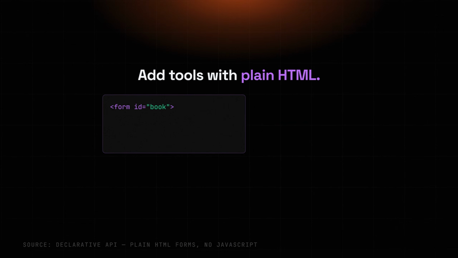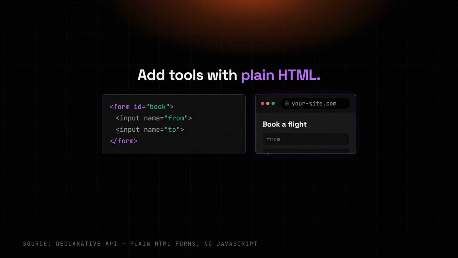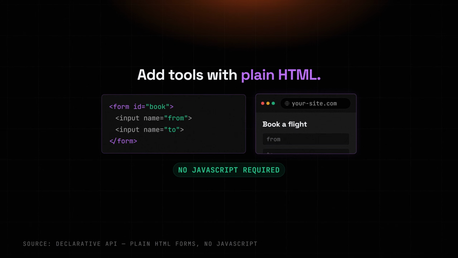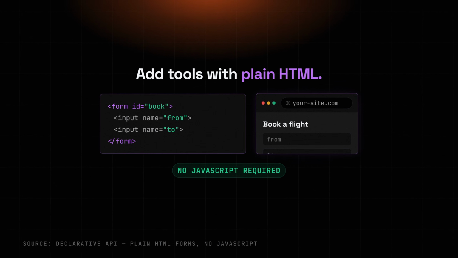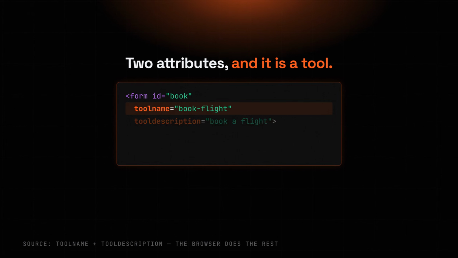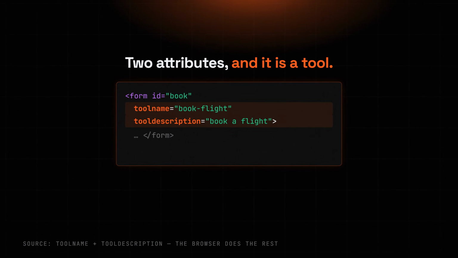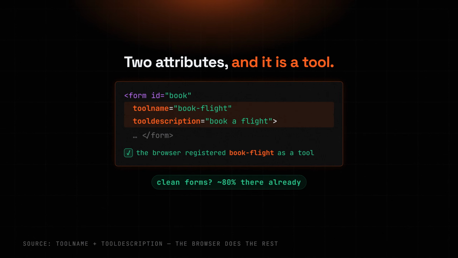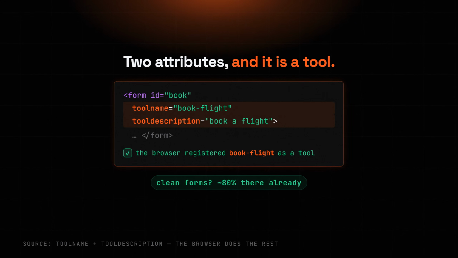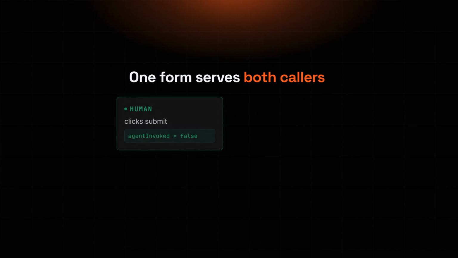There are 2 ways to add these tools, and the first is almost too easy. It is called the Declarative API, and it works on plain HTML forms, no JavaScript at all. You take a form you already have on the page, and you simply annotate it. You add 2 attributes, a tool name and a tool description. That is genuinely it. The browser reads the form, turns its fields into a structured schema, and offers it to agents automatically. As one engineer put it, "If your forms are already clean, you are 80% of the way there." And here's a neat touch.